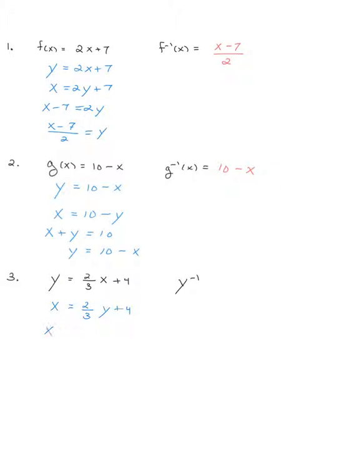I'll subtract 4 from both sides, and now I have x minus 4 is equal to 2/3 y. What I'm going to do next is multiply both sides by the reciprocal, which is 3/2. This will cancel the 2/3 and leave me with 3/2 times x minus 4. You could, of course, distribute that 3/2 into the expression, but my final answer is simply 3/2 times x minus 4.